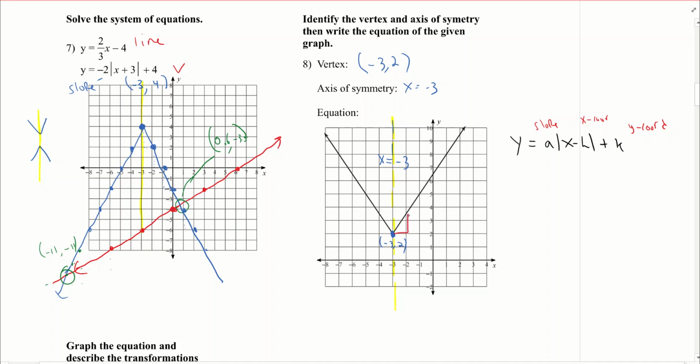The slope of this one is, find two good points, right? So the vertex is a good point and this one's a good point. So you're going up 3/2. So the slope is 3/2. The x coordinate of the vertex is -3, and the y coordinate of the vertex is 2. So now that we know that, we just take all that information and put it in our equation.